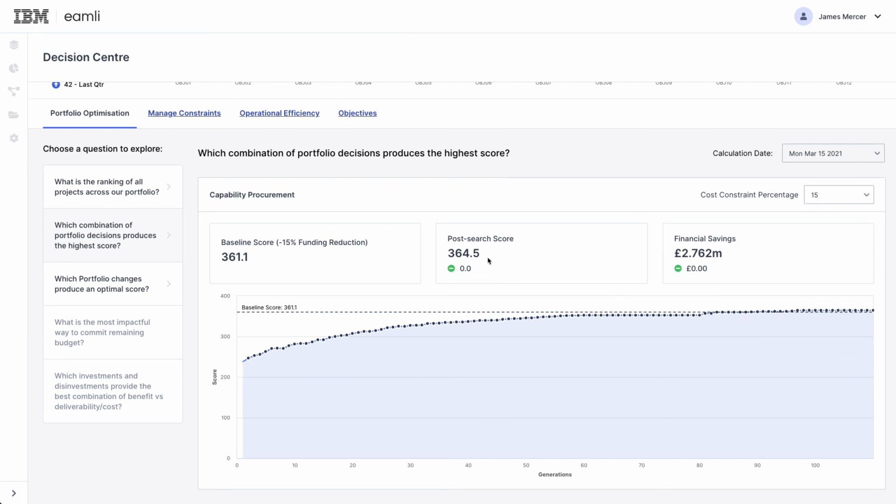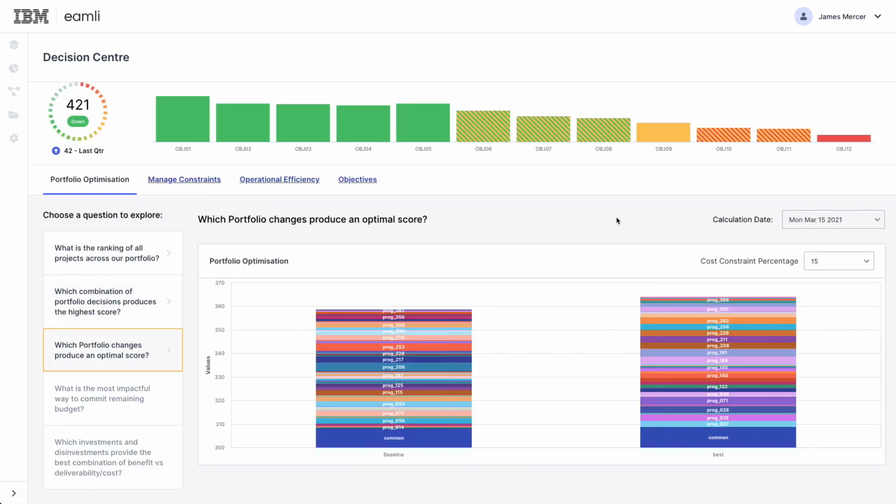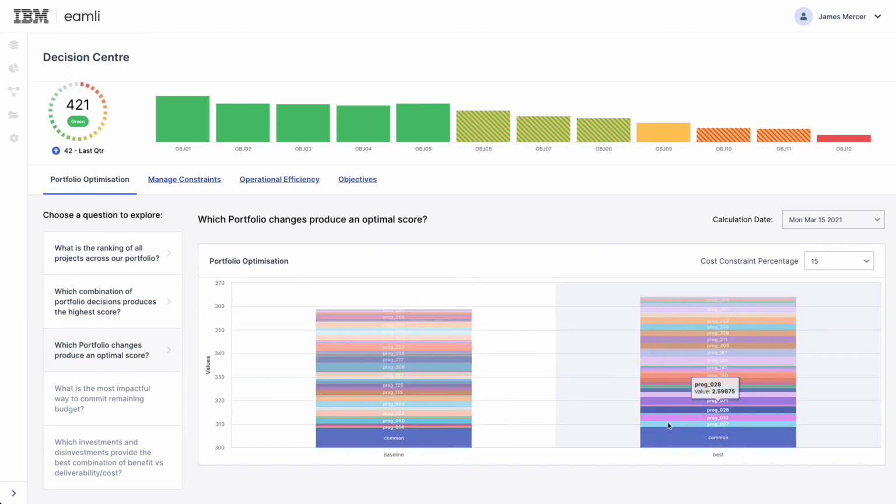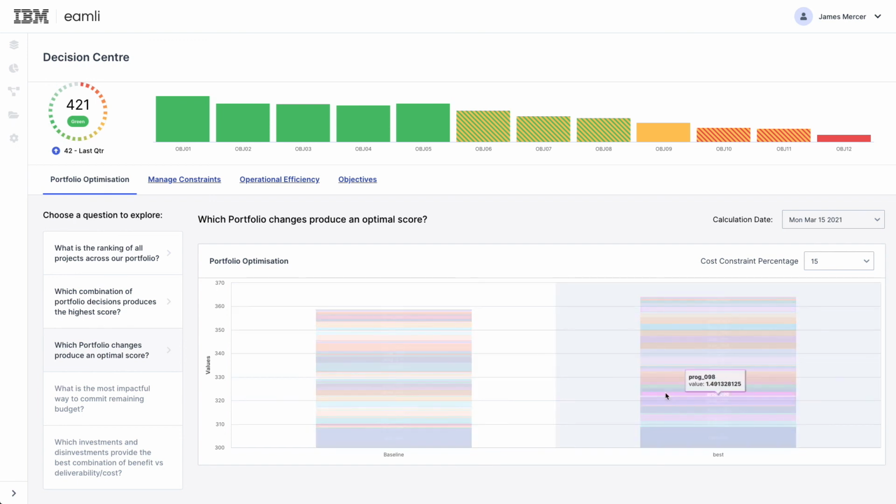This question then shows the score that is achievable with an optimized portfolio combined with the overall savings that could be achieved. Which portfolio changes produce an optimal score shows the combination of projects in the baseline portfolio and the new optimized portfolio. Hovering any segment within the bar chart shows the individual project details, including their contribution to the total score.